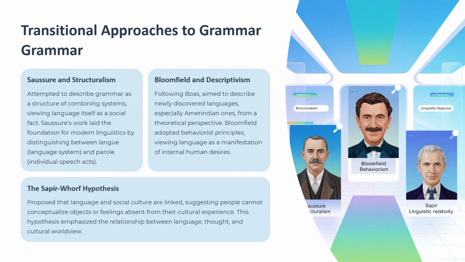The Sapir-Whorf hypothesis proposed that language and social culture are linked, suggesting people cannot conceptualize objects or feelings absent from their cultural experience. This hypothesis emphasized the relationship between language, thought, and cultural worldview.